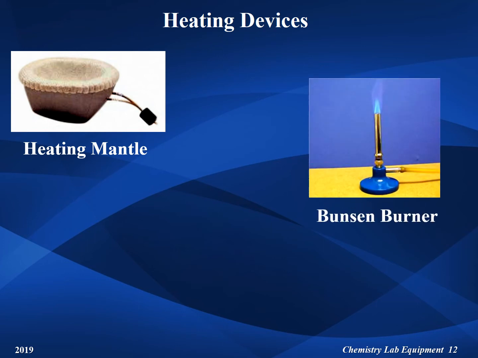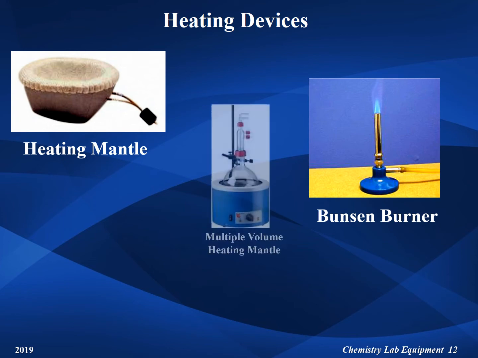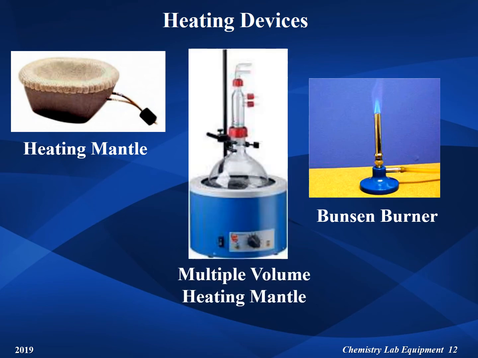The Bunsen burner has been in use in laboratories since 1855 when it was invented by Robert Bunsen. The burner typically uses natural gas, which most laboratories have available from a valve on the workbench or in a fume hood. A multiple volume heating mantle can be used with a number of flask sizes and has the power supply built in.